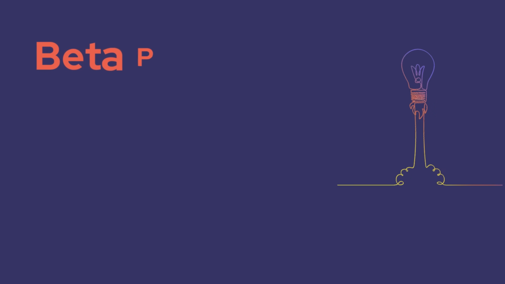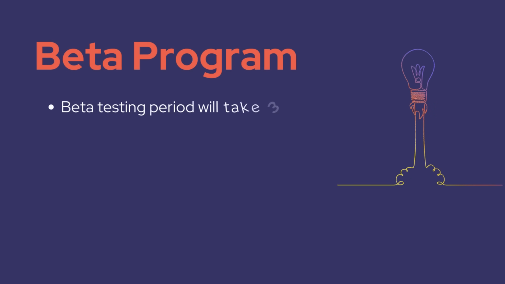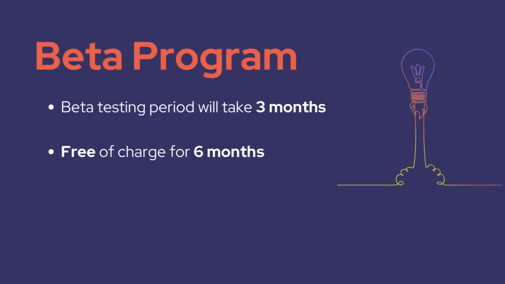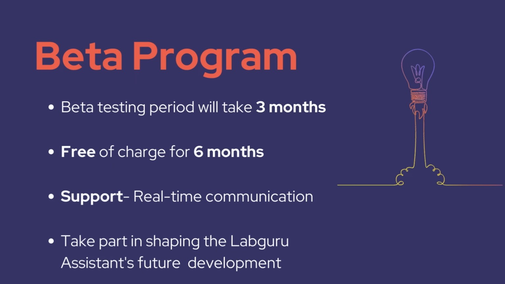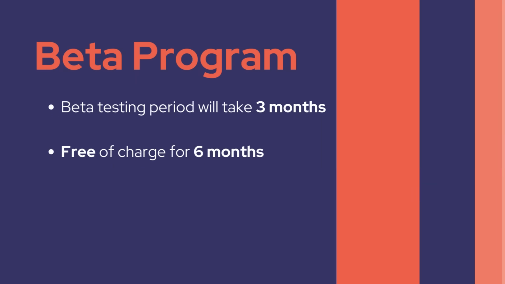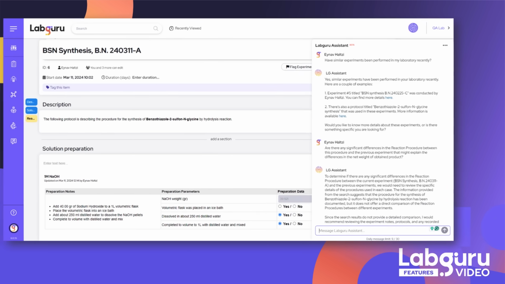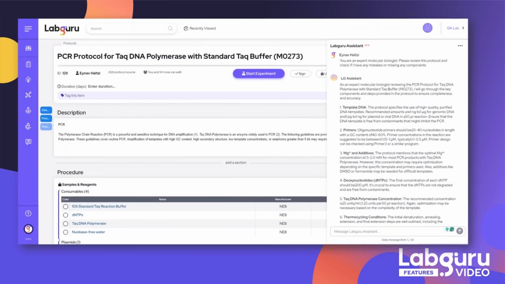Some details about the beta program. The beta program will last 3 months, and as a beta participant, we are offering you the Labguru Assistant for free for 6 months. Your participation in the beta program not only provides you with a direct line of communication with our team, but also empowers you to influence the assistant's future capabilities. Let us know what tasks you want the assistant to help you with, and help shape its evolution.